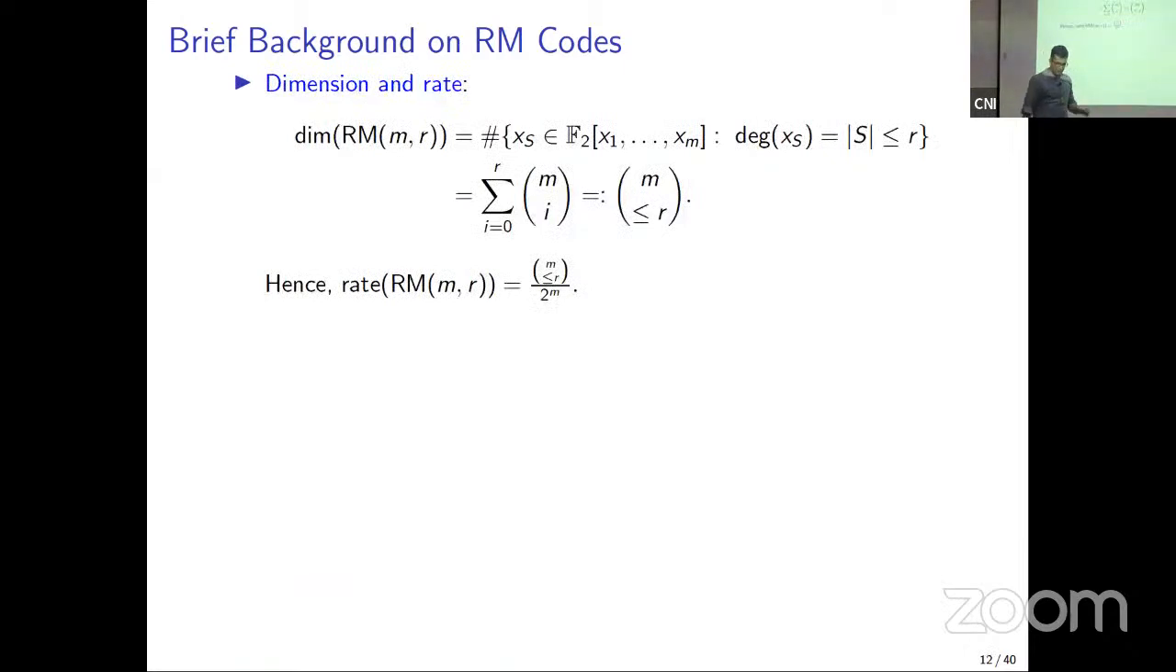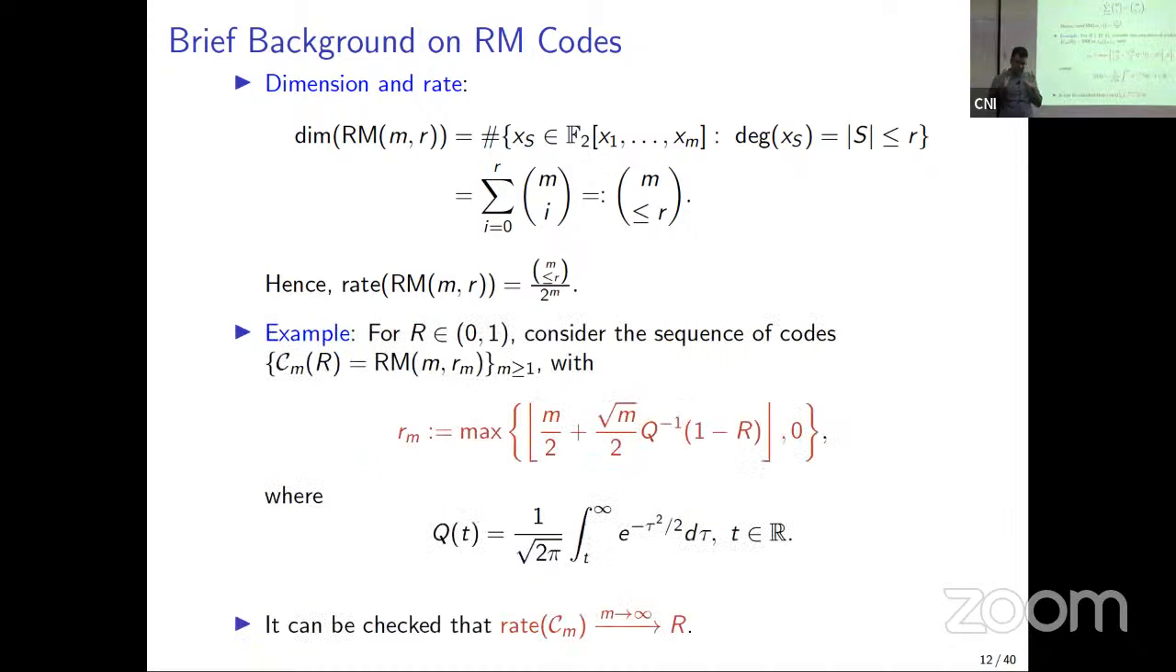Alright, a few more facts. Firstly, this is a linear code, which is easy to verify. And the dimension of this linear code is basically the number of monomials of degree at most r, that is, m choose less than or equal to r. That gives us the rate of this Reed-Muller code, because there are 2 power m points that you're evaluating on.